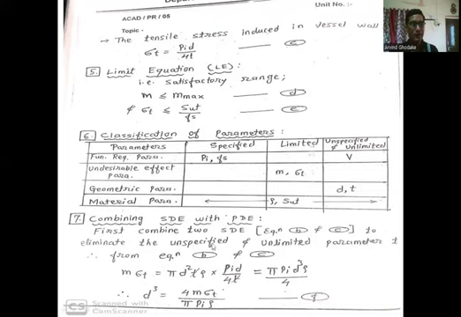Next is combining the subsidiary design equations with the primary design equation. First combine the two subsidiary design equations, that is equation B and equation C, to eliminate the unspecified and unlimited parameter T. Therefore, from equations B and C, we get M into sigma T is equal to pi D square T rho into pi D by 4T.